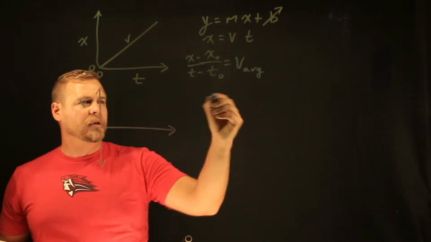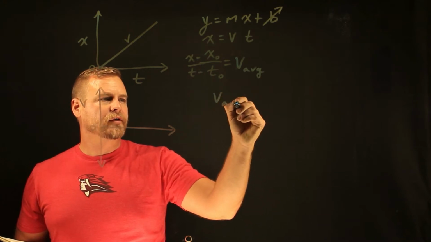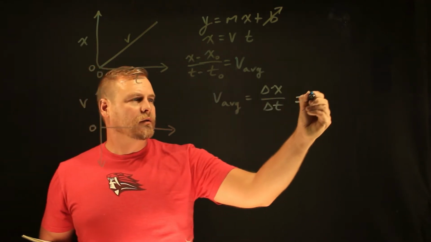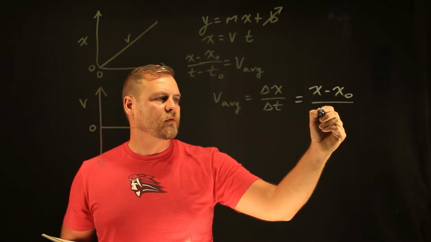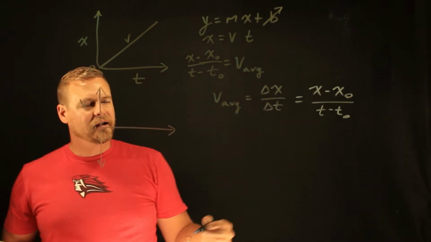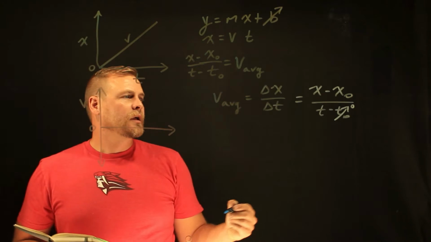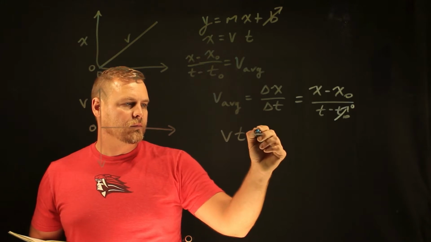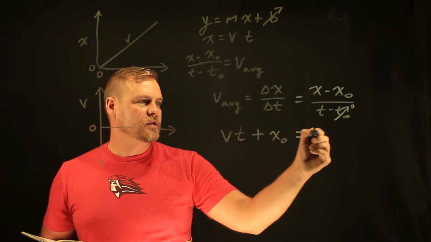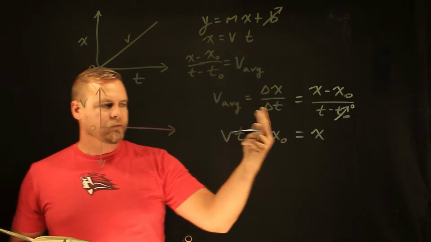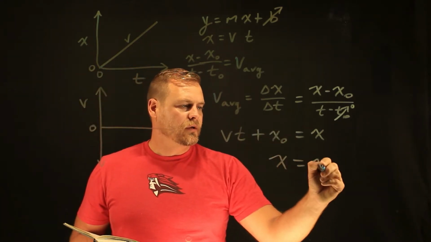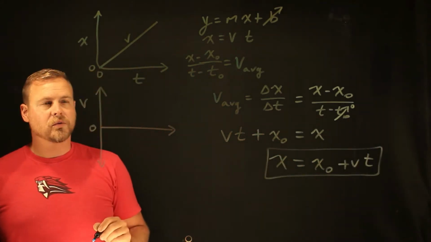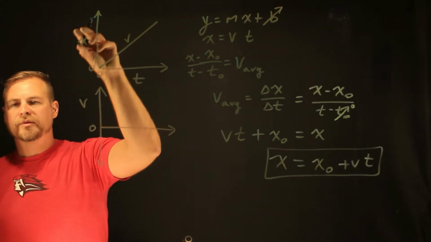If I rewrite this, I have v average is equal to delta x over delta t, and that's x minus x naught over t minus t naught. T naught is almost always 0, and so when I rearrange this, I get vt plus x naught is equal to x. And we flipped that, and we had x equals x naught plus vt, and that was the first kinematic equation that related velocity, position, and time for us.